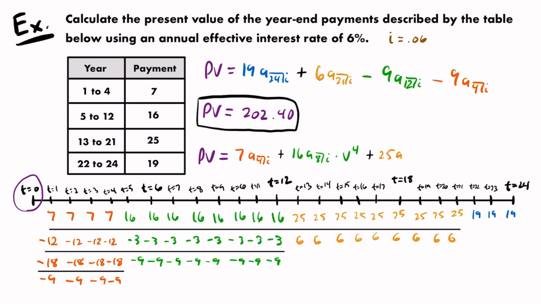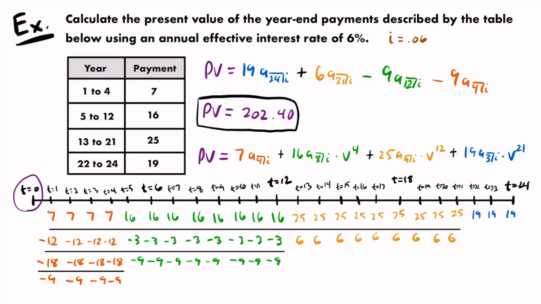So 25A9 bracket i. But then that would need to be brought back 12 years or 12 periods. So you'd multiply by v to the power of 12. And then you would add that to the last 3 payments of $19. So you'd have 19A3 bracket i. But that would need to be brought back 21 periods. All right, for each of those sets, I'm just looking at the time before the first payment to decide how far back to bring it in order to value those payments at time 0. Okay, so we're multiplying by v to the power of 21. And of course, each of those present value factors would use that interest rate of 6%.